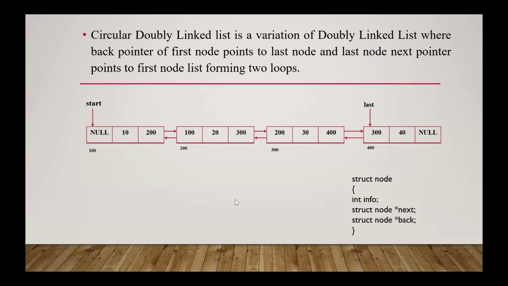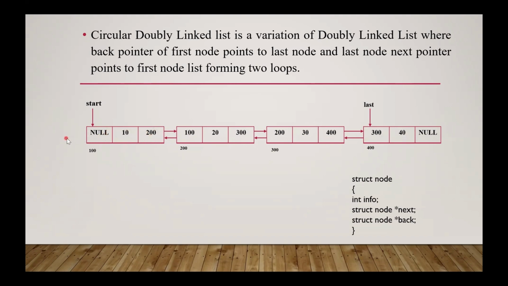So this is an example of a doubly linked list. Double means both directions. So this is the first node, second node, third node, fourth node. There are four nodes present inside the doubly linked list. The elements are 10, 20, 30, 40. In each node, this is the next pointer, this is the previous pointer.